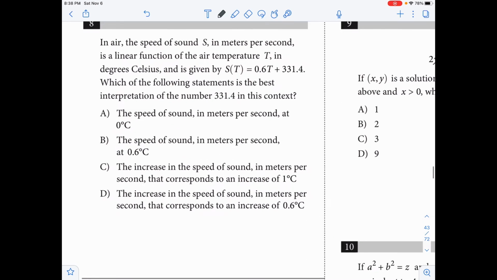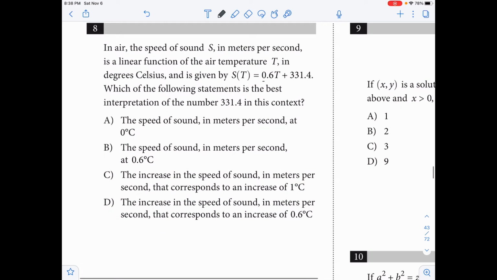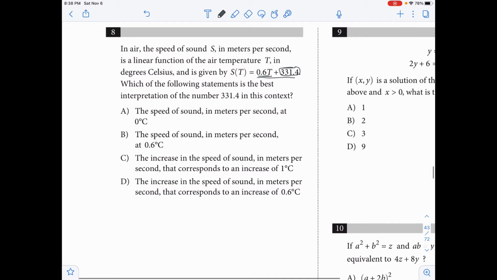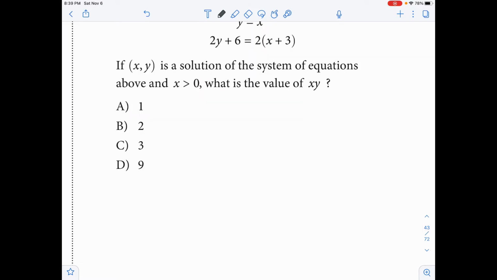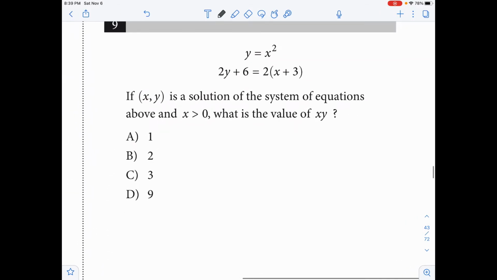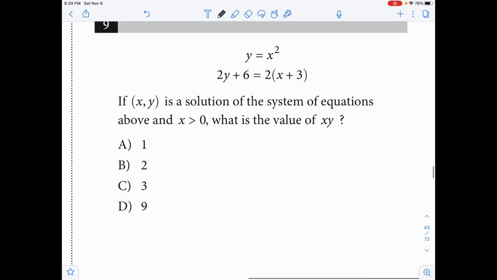8. This is the equation of a line. This part is your slope, and this part is the y-intercept. And the y-intercept is when x is 0. So therefore, it's A.